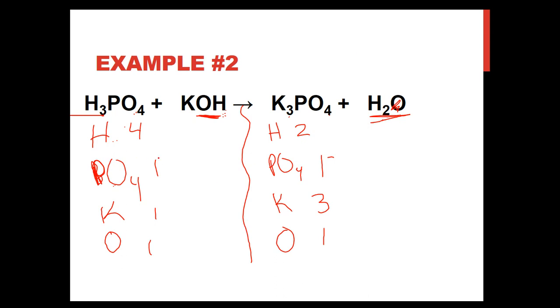So let's see. My polyatomics are already balanced. So let's pick something else. Let's pick K's. I don't want to mess with my H's right now because there are 2 sources of H's on this side. So let's change our K's first. So I have 3 on the right. The only thing I can do is put a 3 on the left. So now my K is good.